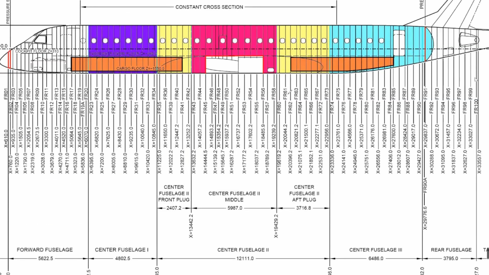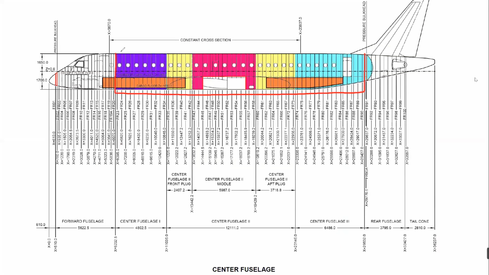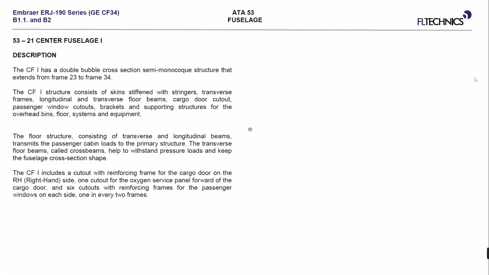Passenger compartment, cargo. This is passenger from the top, forward cargo, aft cargo. Here we have the wing stub, okay? So one by one. Center fuselage 1 is between frame 23 to 34.